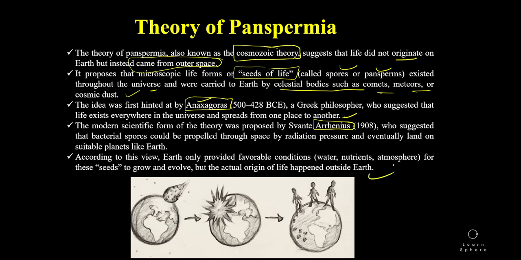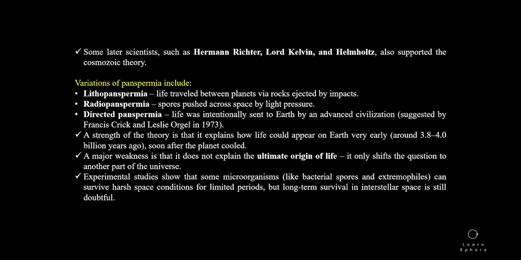So this was the view of this theory. Some seeds called panspermia entered the Earth with the help of celestial bodies, and Earth provided the suitable environment to these spores, and life originated from that spore. This was the view of the theory of panspermia. Scientists like Richter, Kelvin, and Helmholtz also supported this theory, and there were some variations in panspermia.